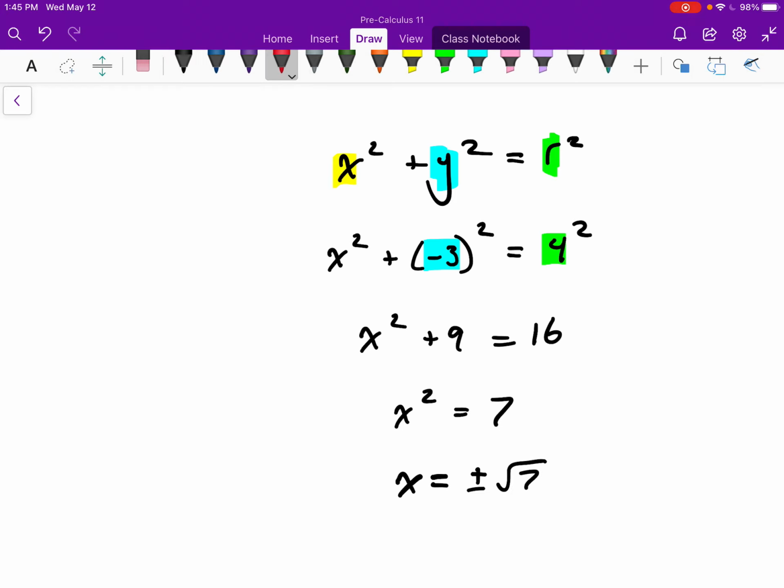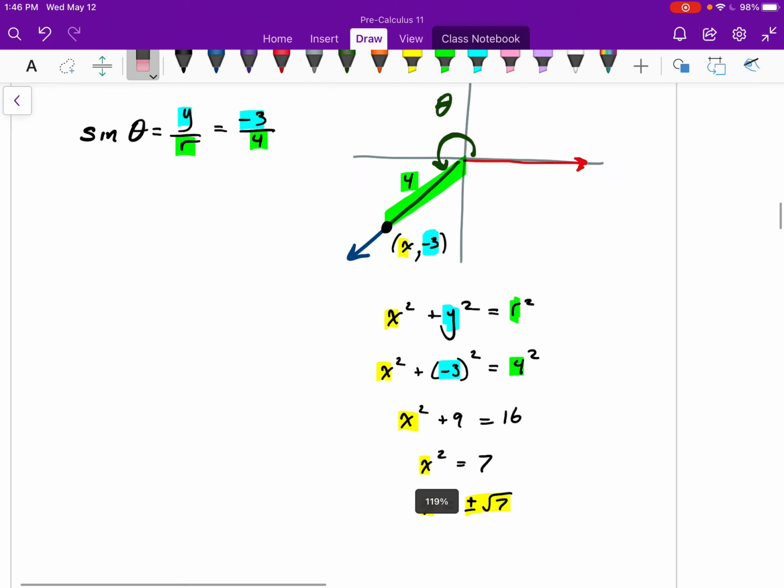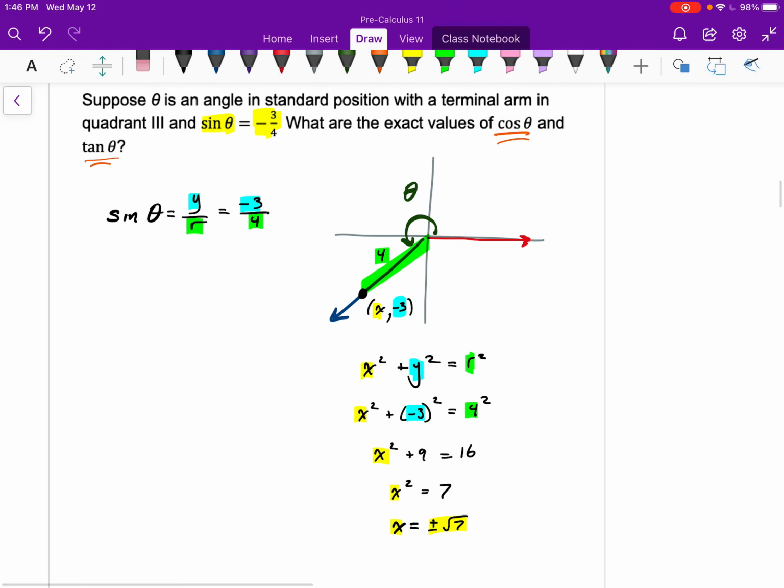Notice right here I'm solving a quadratic equation. And in this case, I do want a plus or minus, because x, again, is a coordinate. Coordinates can definitely be negative. So suddenly I have two possibilities for my x coordinate, either plus root 7 or minus root 7. However, if I look back at my diagram, notice where it is. It is in the third quadrant. x must be negative. So I know that my x coordinate must actually just be negative root 7, because I know I'm in quadrant 3. That's what it says in the question.